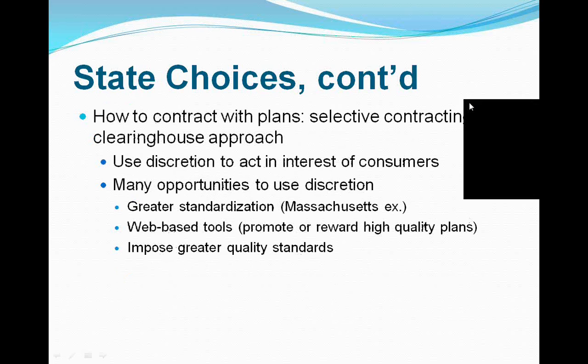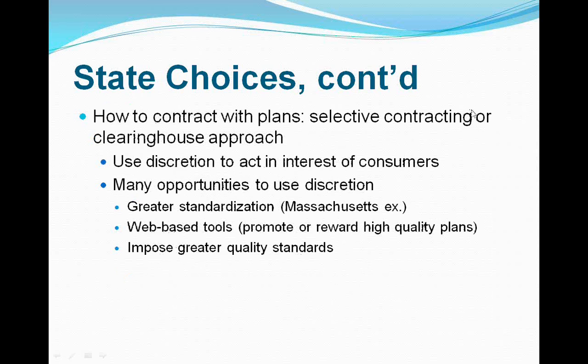Some other key choices that states can make: they can decide how to contract with plans. They can either do selective contracting, which is sometimes called active purchaser, or they can take a clearinghouse approach. Sometimes Utah is described as the clearinghouse approach: if you meet the criteria, you're in, and we're not going to apply any other criteria. And Massachusetts is sometimes referred to as an active purchaser or a selective contractor, so that they took some minimum standards that you might see here in the Affordable Care Act and made additional requirements of the health plans. And there are many opportunities to use discretion.